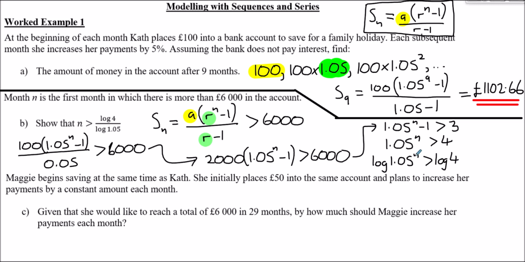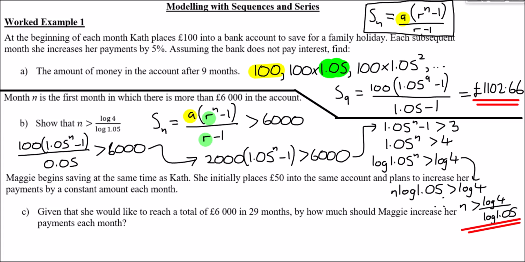But of course, if we take logs, we can bring the power down to the front. So that gives us n multiplied by log 1.05. I apologise for trying to squeeze everything into a tiny space here. I should really have set it out clearer, but I hope you can still follow my logic. And finally, we can isolate n by dividing through by log of 1.05 to see that therefore n must be greater than log 4 all over log of 1.05, just like we wanted to prove all along.